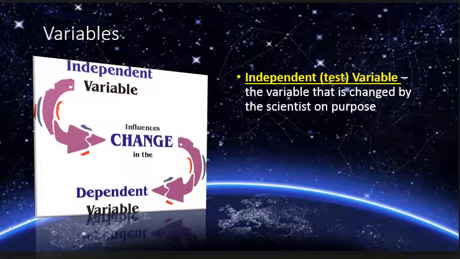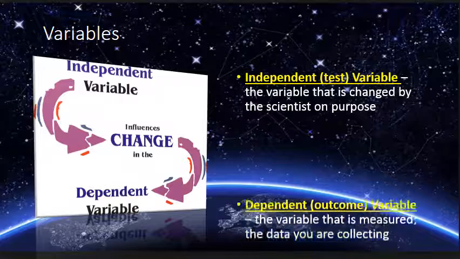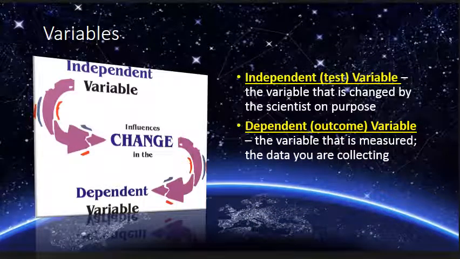So when it comes to variables, there's two basic types. One is known as the independent variable. It's also known as the test variable, and you'll often see those used together. This is the one that you change on purpose when you're doing the experiment. And there's the dependent variable, also known as the outcome variable, and that's the one you're going to measure. It's the data you're collecting. It's what you expect to change when you use the independent variable. That picture is pretty explanatory about how the independent variable influences a change in the dependent variable, or no change.